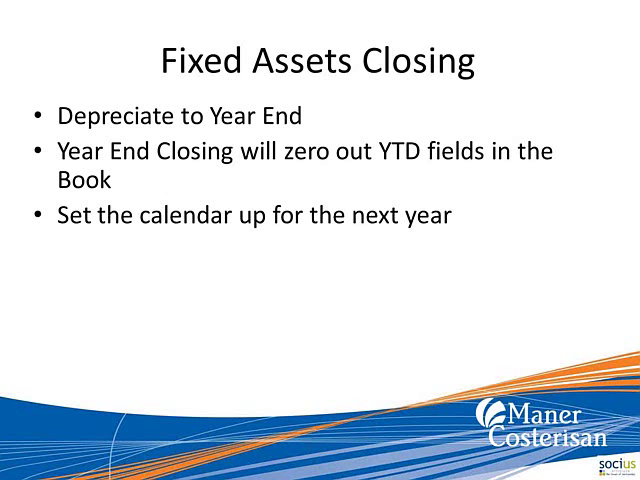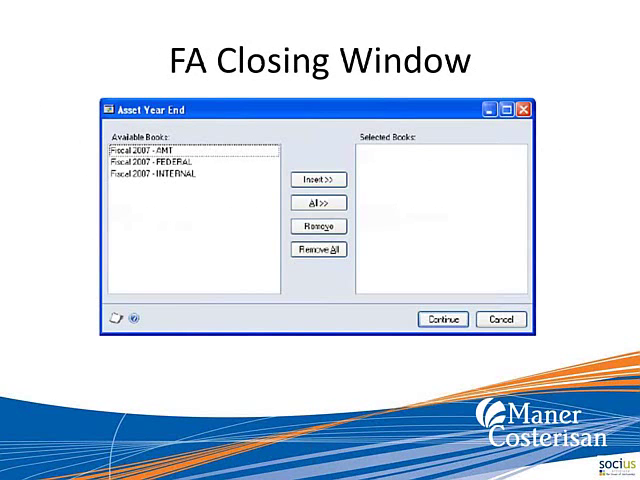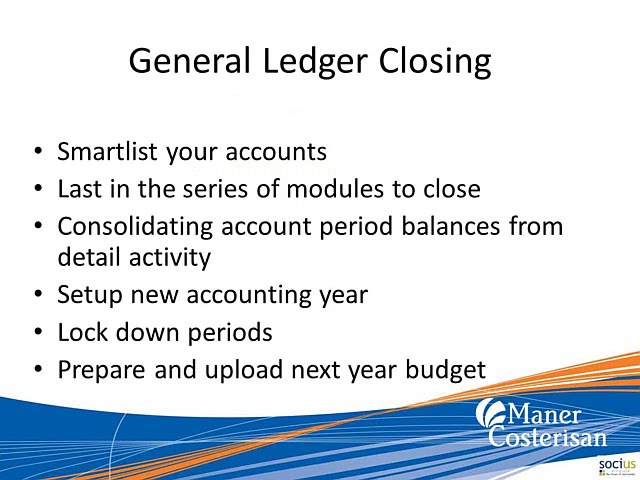All right, fixed asset closing for those of you who are fixed asset users. You want to depreciate out to year end. The year end closing process will zero out year-to-date fields in the book. So keep that in mind. So you definitely want to do that after you finish your last depreciation for the year that you are attempting to close out. And then we must set up the calendar for the next year inside of fixed assets.